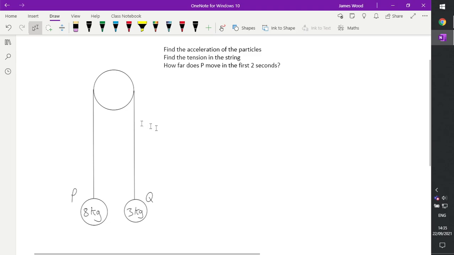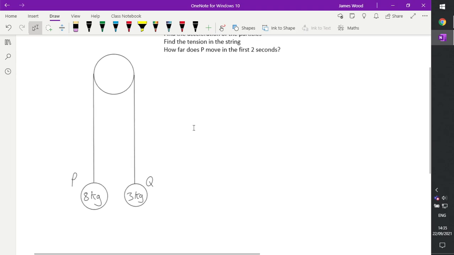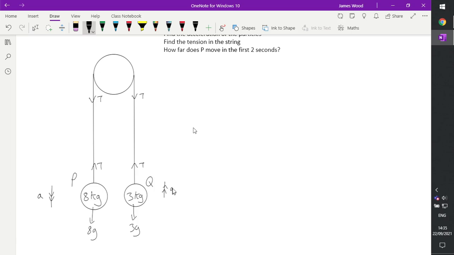Okay, so I'm going to do the same thing as before. I'm just going to label all my forces first of all. So I've got 8g, tension up here, tension here, 3g downwards here, and I've got a tension here and here. The direction it's accelerating is going to be downwards this way, and this side's going to move upwards, with acceleration a.